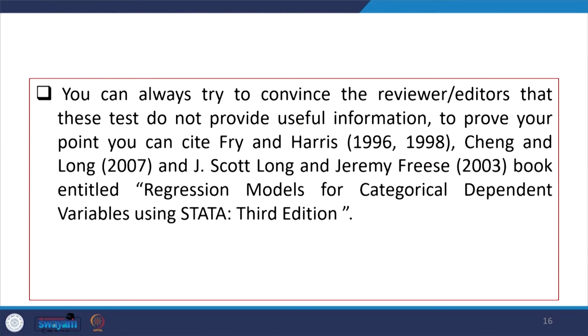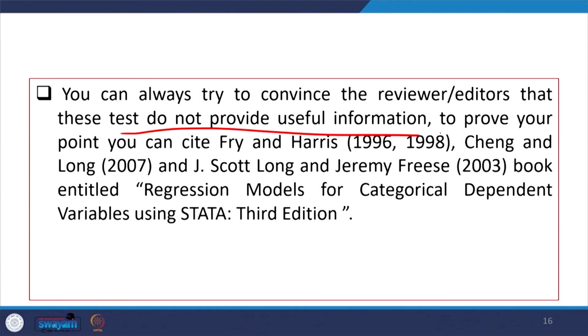Another clarification: you can always try to convince the reviewers. If you receive this type of comment from the reviewers, try to clarify about the IIA so as to convince the reviewers or editors that these tests do not provide useful information. To prove your point, you can cite the Fry and Harris papers, Cheng and Long, and the book by J. Scott Long and Jeremy Freese, Regression Models for Categorical Dependent Variables Using Stata.